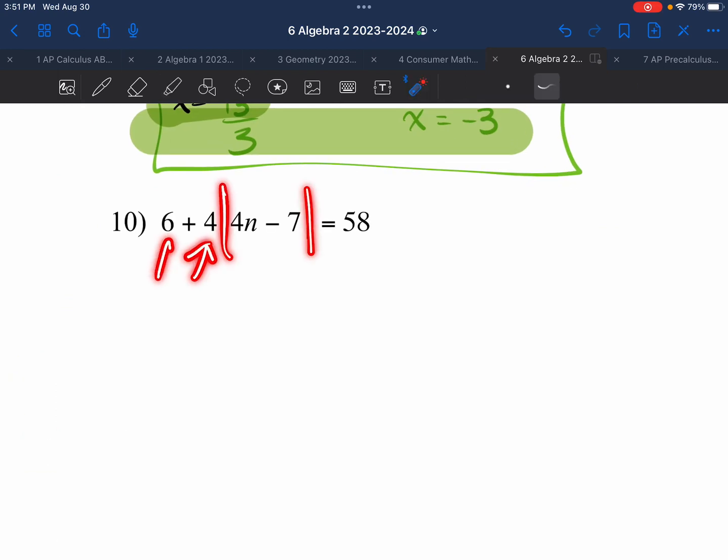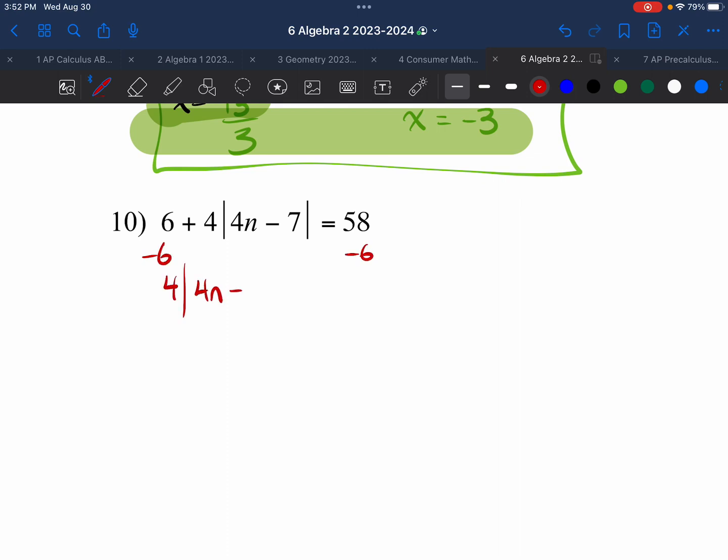which means I need to get rid of the 4, get rid of the 6. Which one do I get rid of first? 6, because I can get rid of it using subtraction, which is the lowest rung of PEMDAS. So I'm going to go ahead and subtract 6, and I get 4 times the absolute value of 4n minus 7 is equal to 52.